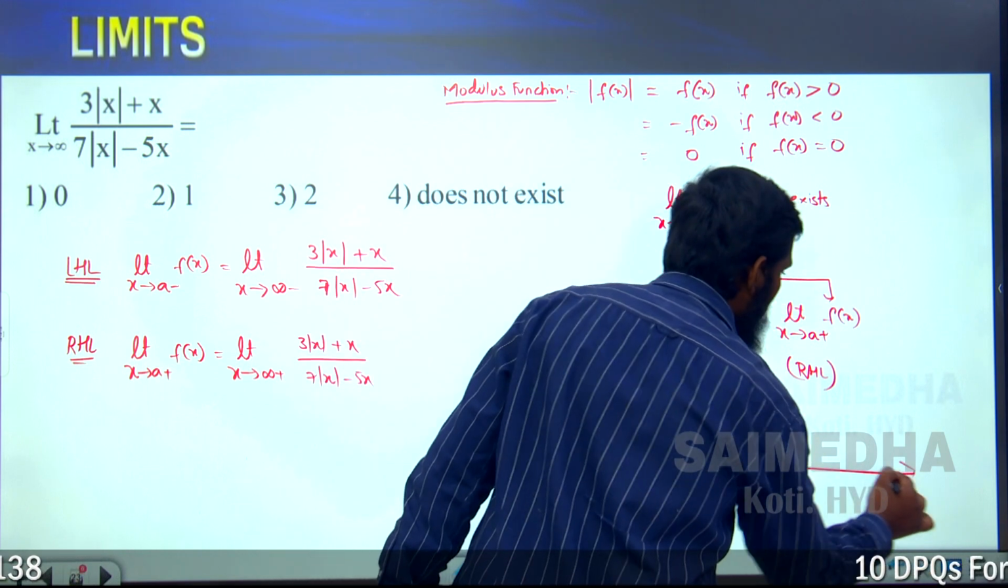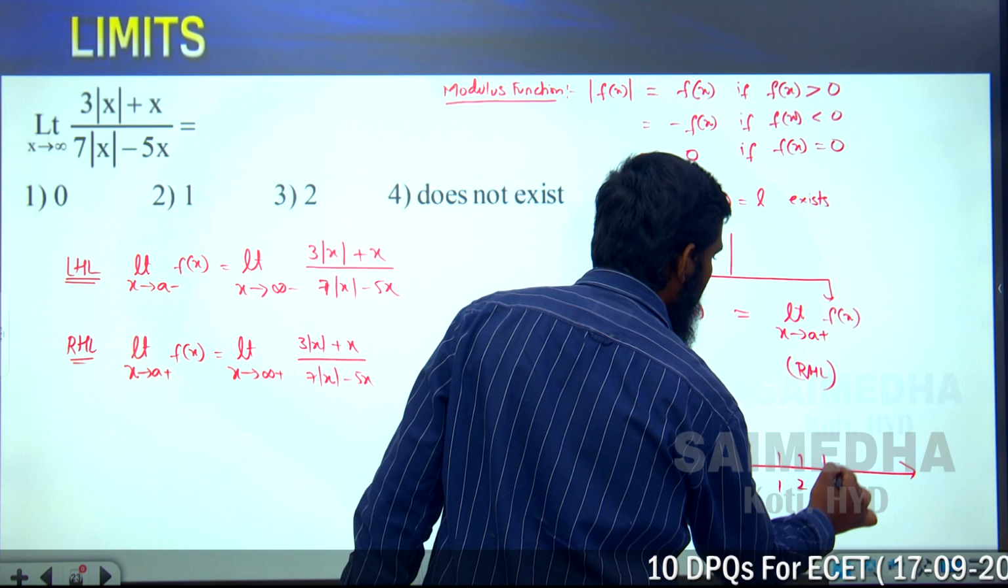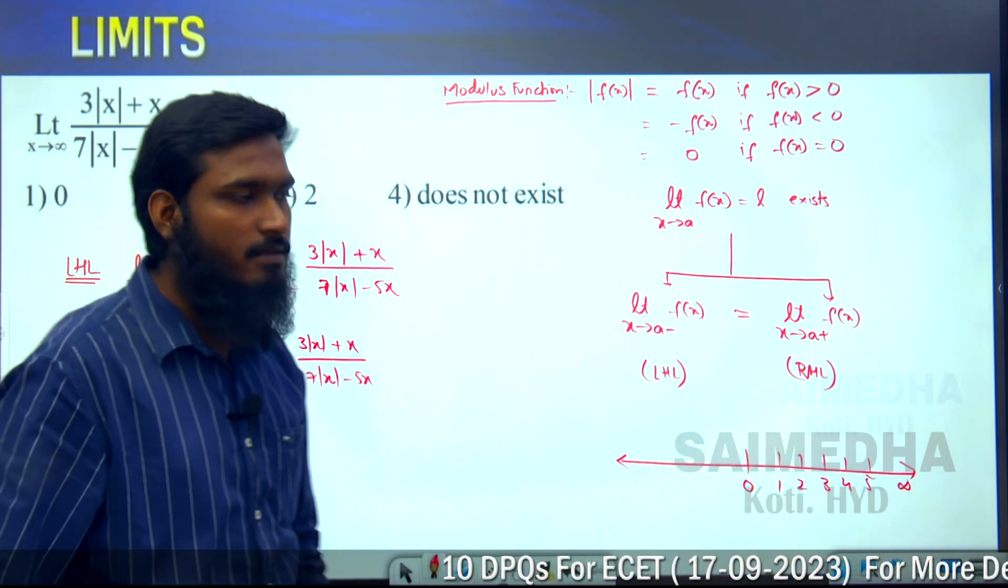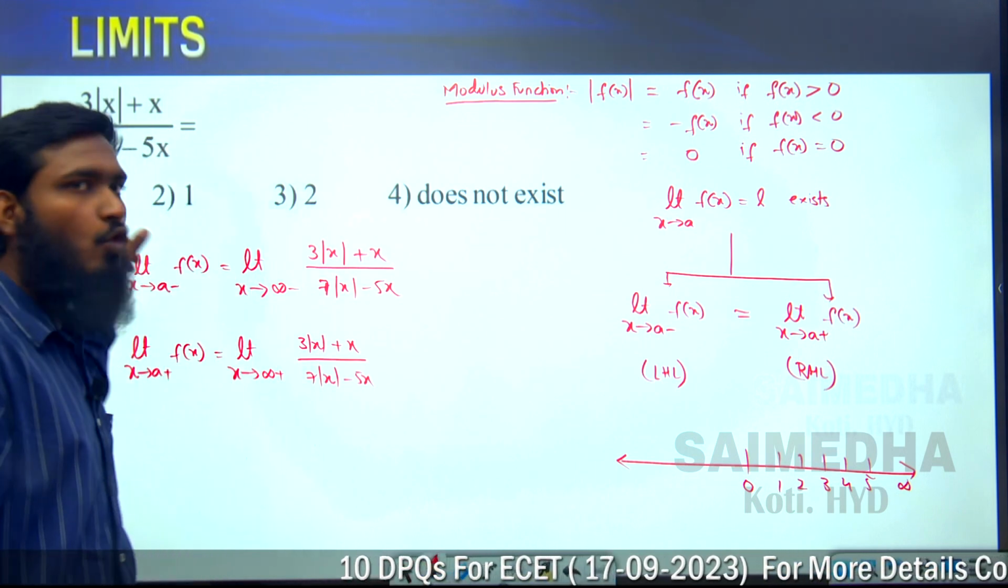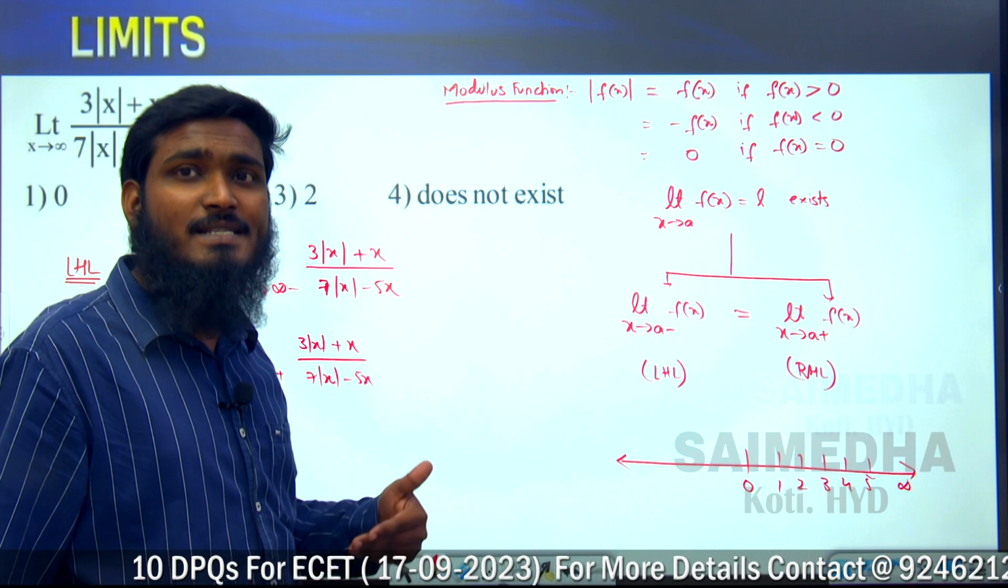Let us draw the number line over here. First let us see this part. This is 0, this is 1, this is 2, this is 3, this is 4, this is 5, and we are taking this part as infinity. Okay, now this part we have taken. Now if you are taking 2 over here, let us assume that as x tends to 2, we are having 2 minus, 2 plus.